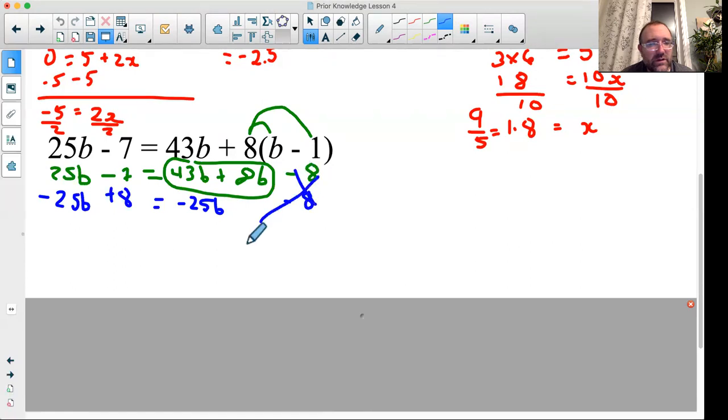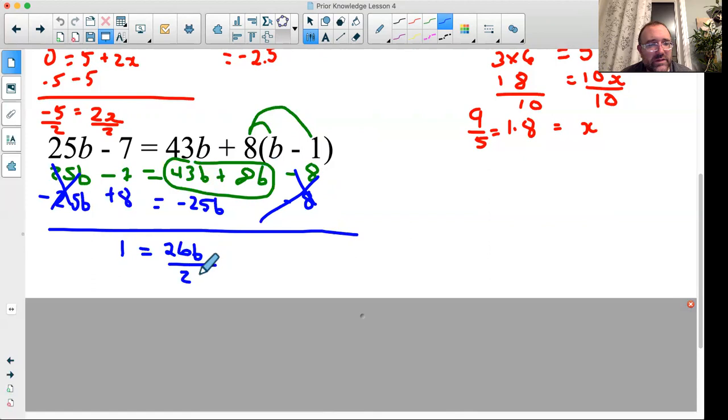That cancels out. And then we're left over here. That cancels out too. So we get positive 1 equals, well, 23 plus 8 is 51. Taken away from 25 is 26b. And now we have to divide by 26 on both sides. And then we get b equals 1 over 26.